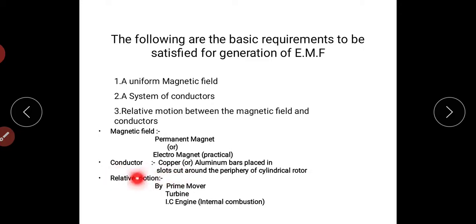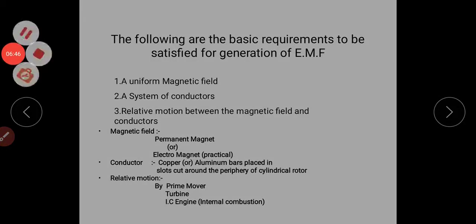Next, the last one, relative motion. To create a rate of change of flux linkages, we have to create some relative motion between the magnetic field and the conductor. This relative motion can be created by using a prime mover, turbines or IC engines. By using any one of these three devices, if you rotate a conductor in a magnetic field, relative motion is created between the magnetic field and the conductor. So finally EMF is produced across the conductor.